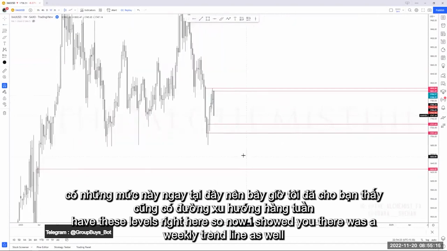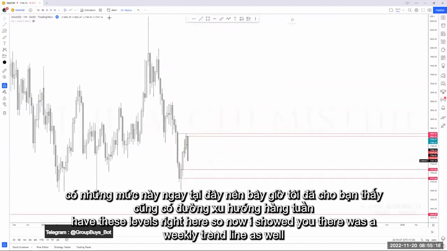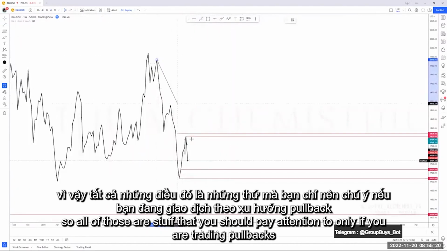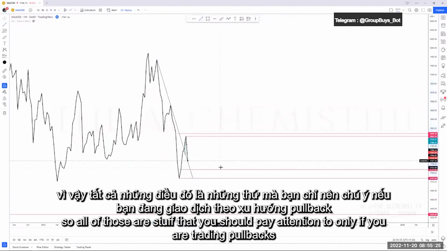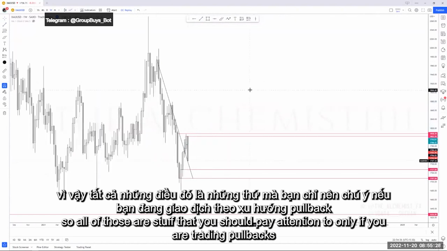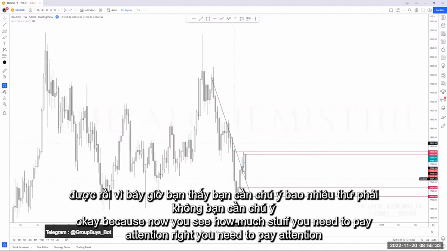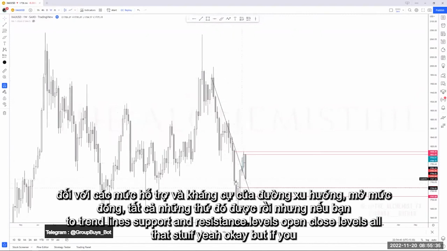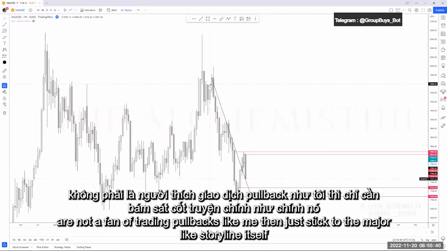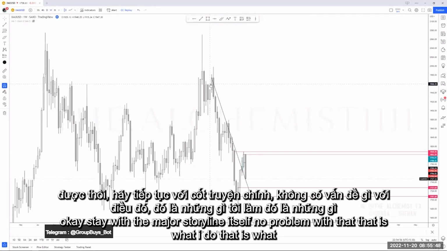Okay, so we have these levels right here. So now I showed you there was a weekly trend line as well. All of those are stuff that you should pay attention to only if you are trading pullbacks. Because now you see how much stuff you need to pay attention to, right? You need to pay attention to trend lines, support and resistance levels, open, close levels, all that stuff. But if you are not a fan of trading pullbacks like me, then just stick to the major storyline itself. No problem with that. That is what I do.